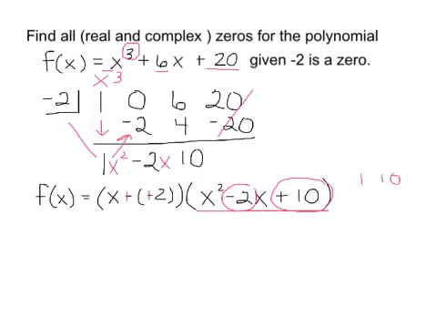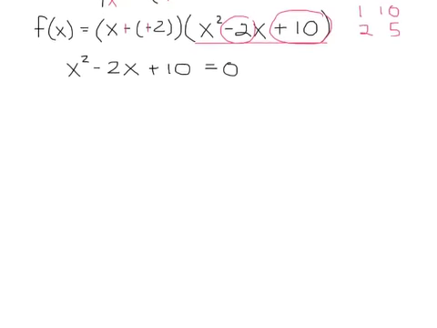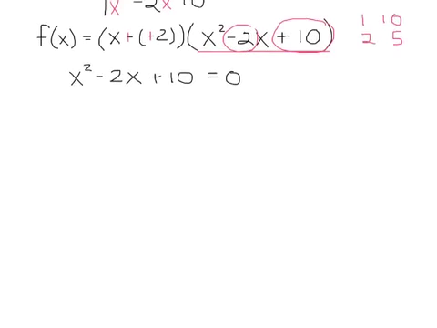Those don't add or subtract to negative 2. And we have 2 and 5. And same thing, we don't get a negative 2. So factoring is not going to get us anywhere. But what we can do is take the equation, x squared minus 2x plus 10, set it equal to 0, and apply the quadratic formula to solve. So we're going to need some room. Quadratic formula takes a little bit of room.